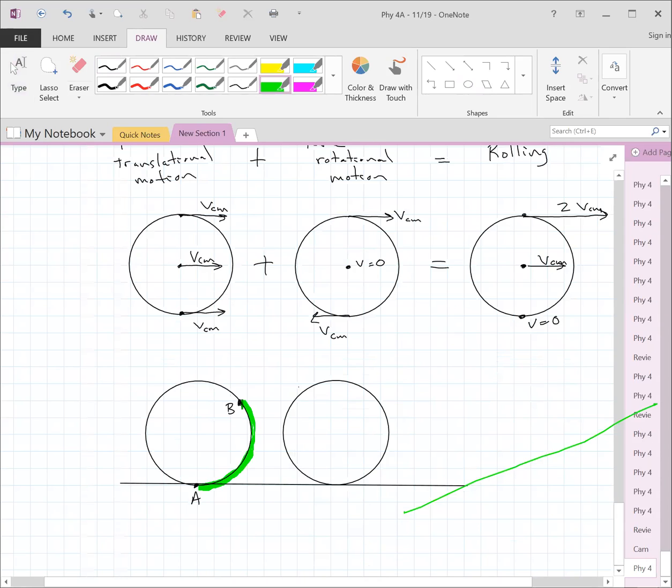Now I'm going to put point A on the ground, and I'm going to roll this wheel forward until point B is touching the ground. So this is a later snapshot. What's touching the ground here? Point B. And where is point A? It's up here. And what's green? This whole surface now is green, right?